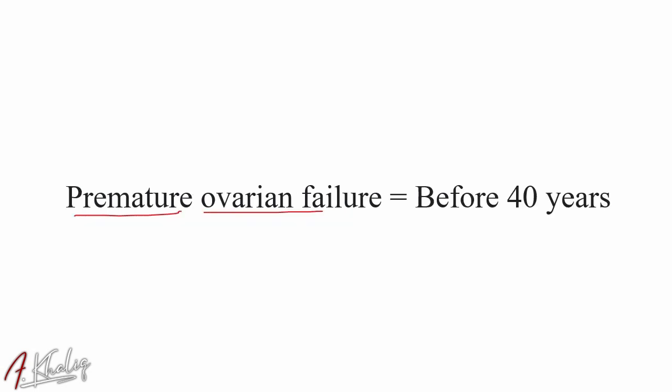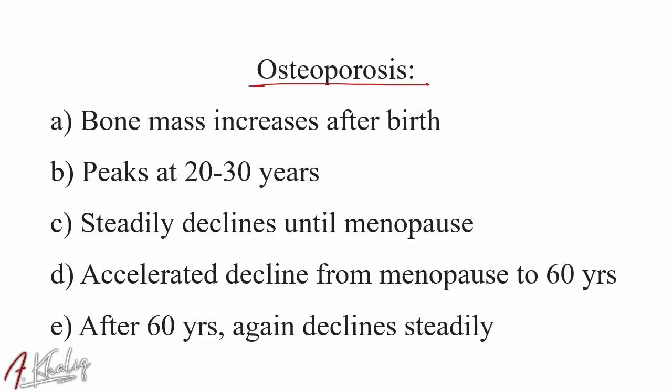Premature ovarian failure is defined as cessation of menstruation before 40 years. In osteoporosis, bone mass increases after birth, and it peaks at 20 to 30 years. After 20 to 30 years, there's a steady decline until menopause.